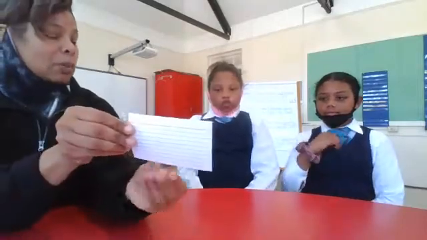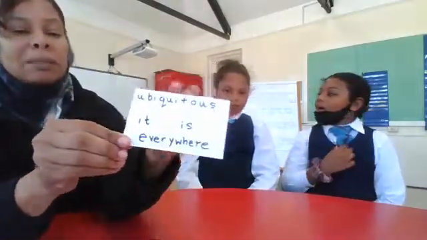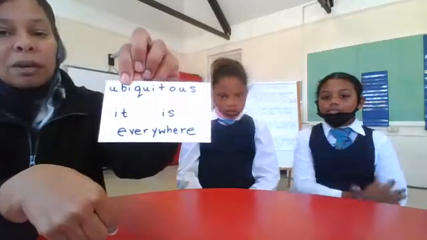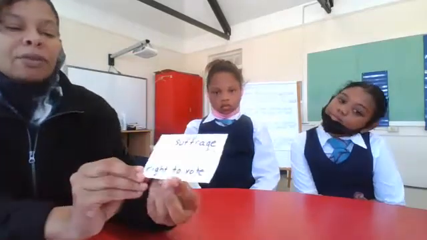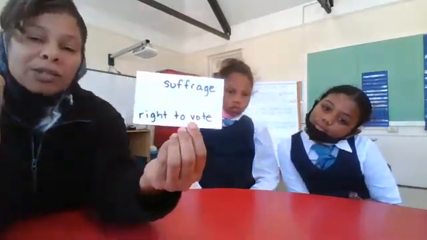Next word, ubiquitous. Ubiquitous means it is everywhere. So if something is ubiquitous, it's everywhere. And the last word, suffrage. Suffrage means a right to vote.